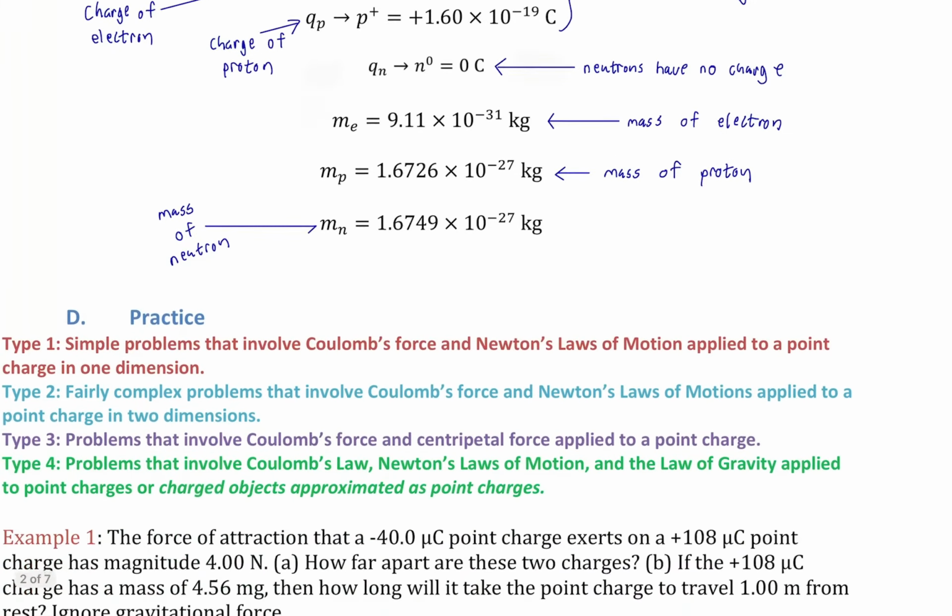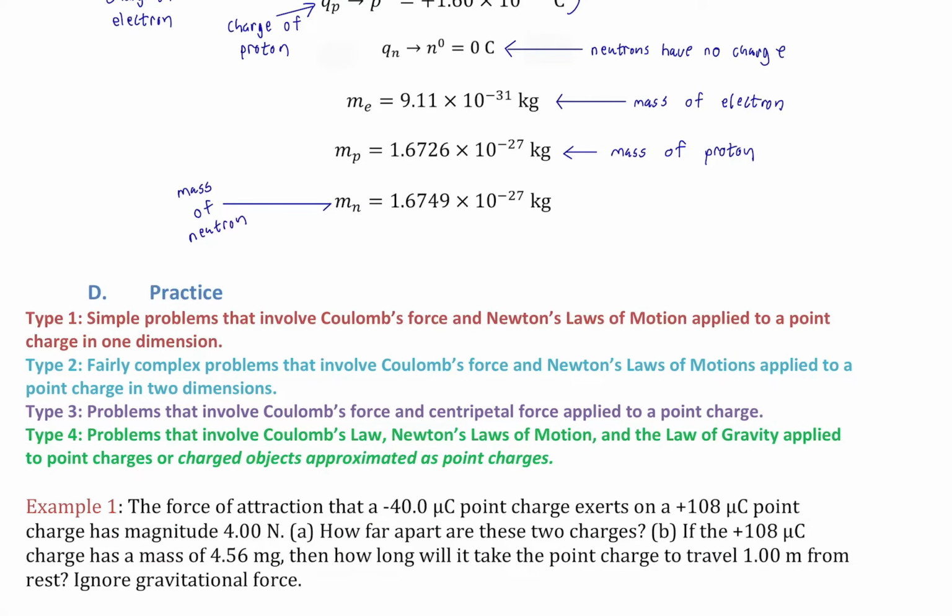All right, so let's finally get into some example problems that I want to show you so you can see what it looks like to solve quantitative problems involving these ideas and Coulomb's law. Now, I've broken these problems up into types, and I do this with all of my lectures. We have type 1, simple problems that involve Coulomb's force and Newton's laws of motion applied to a point charge in one dimension, so they're 1D problems. And then we have fairly complex problems that involve Coulomb's force and Newton's laws of motion applied to a point charge in 2 dimensions. So we went from simple to fairly complex, because adding another dimension does definitely complicate things.